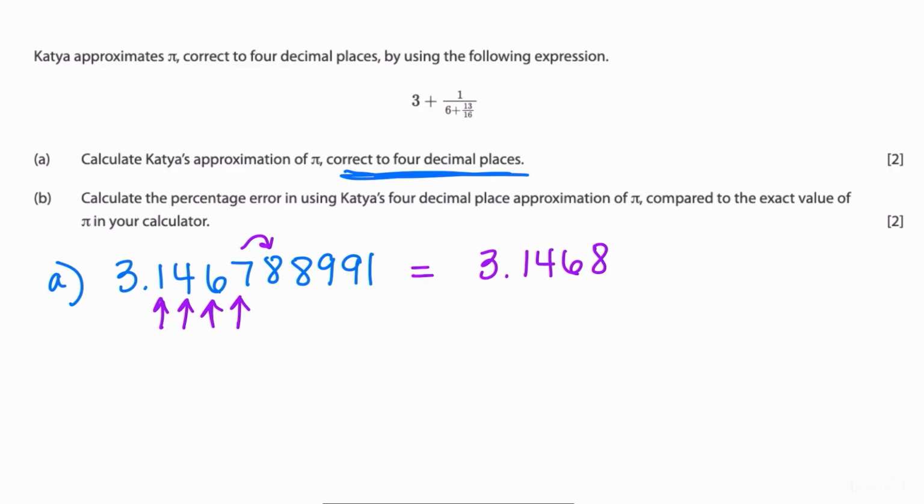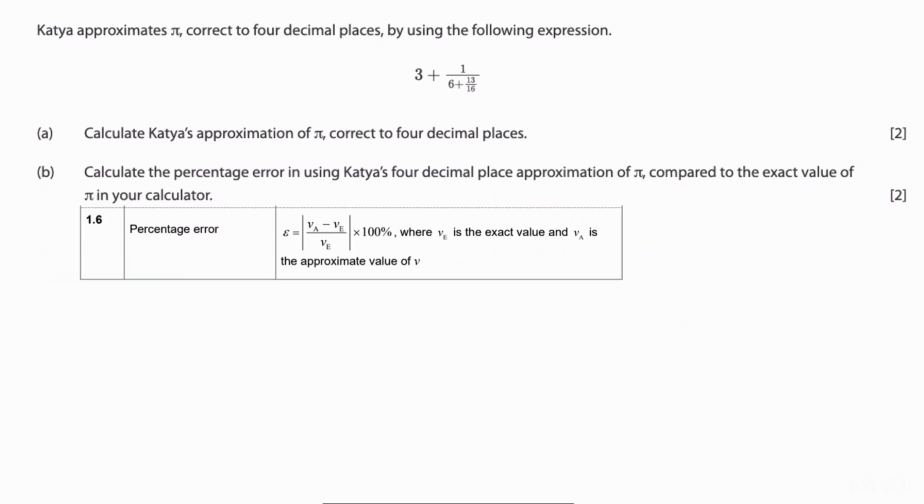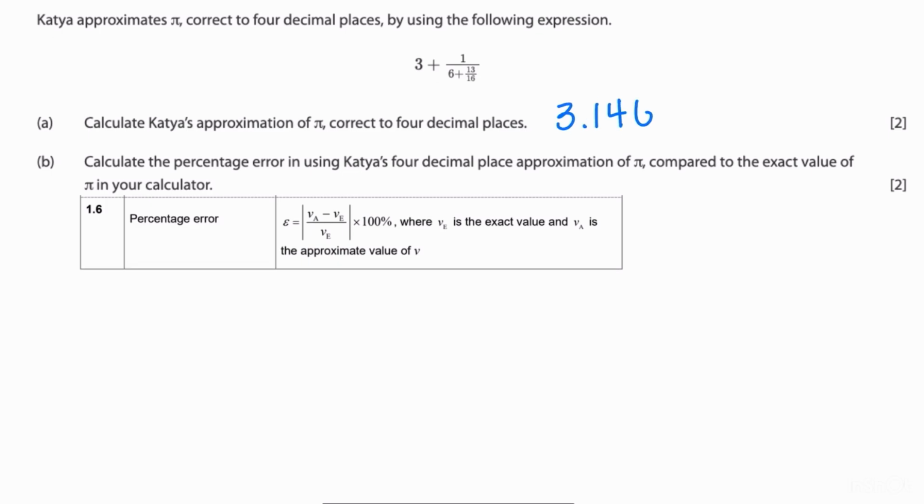Now for part B, it says calculate the percentage error in using Katya's 4 decimal place approximation of pi compared to the exact value of pi in your calculator. What does this mean? This right here is my approximation. This is my approximate value, the 3.1468. Always refer back to the formula in the formula booklet. We said 3.1468 is going to be my approximate value. You don't have to write VA on your paper. It's just for us to keep track of it.